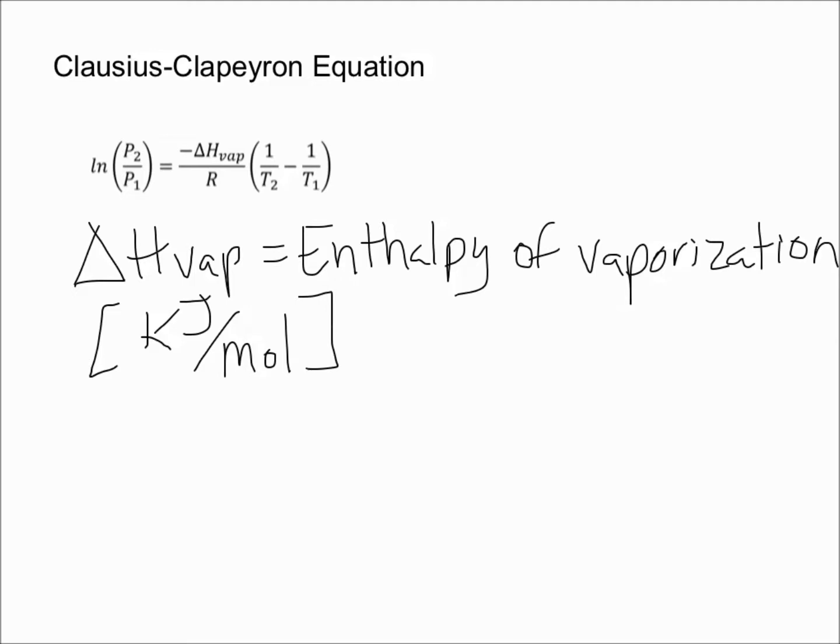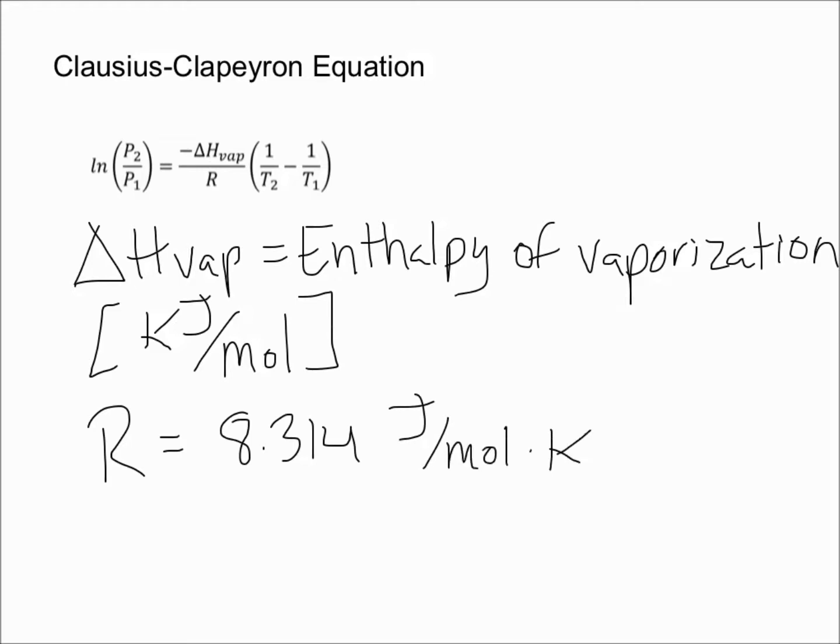The next factor is R, which is a constant, and in this case it is 8.314 joules per mole times Kelvin, which means that our third factor, temperature, has to be given in Kelvin. So if you get it in Celsius, you will have to convert it into Kelvin.